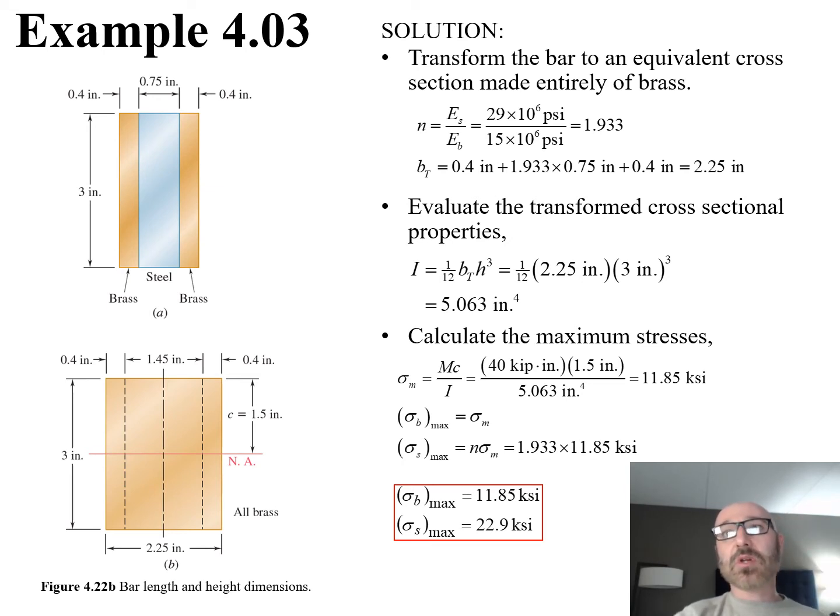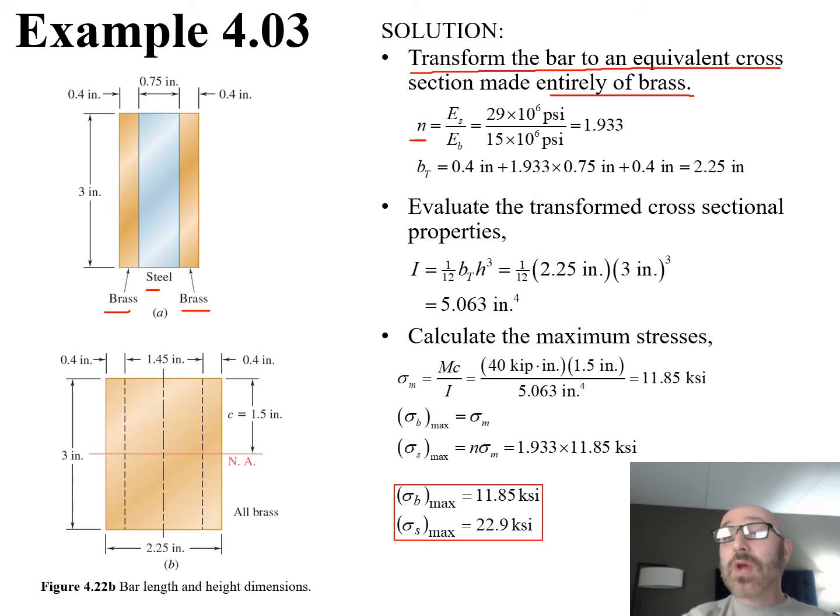So the first thing we said we're going to do was transform the bar to an equivalent cross section that's made entirely of brass. So rather than our initial diagram over here, where we had brass, steel, and brass, we want an all brass equivalent cross section. As we mentioned in our procedure for analysis, and saw on the previous slides within this module, what we're going to need to do is come up with this value for n.